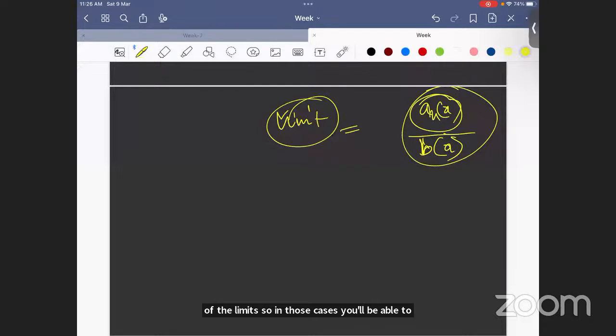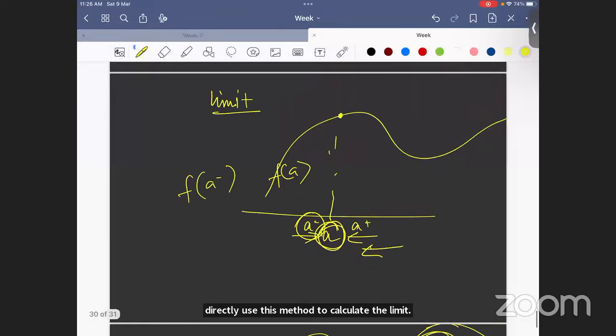Is this clear to everyone till now? Whatever we have discussed, the sequence, the limit of a sequence, is this clear to you?